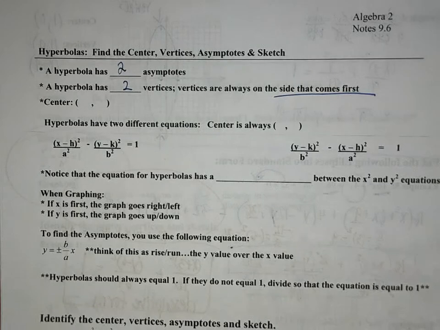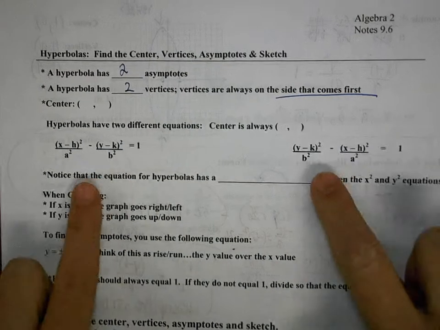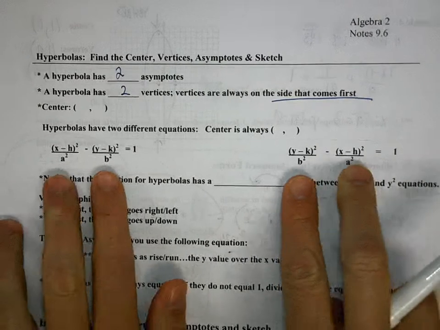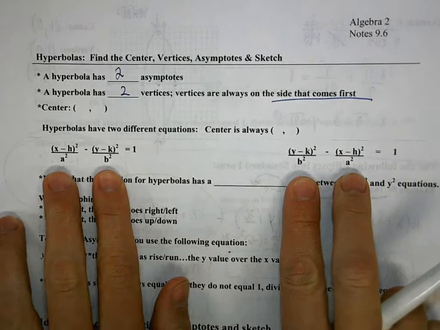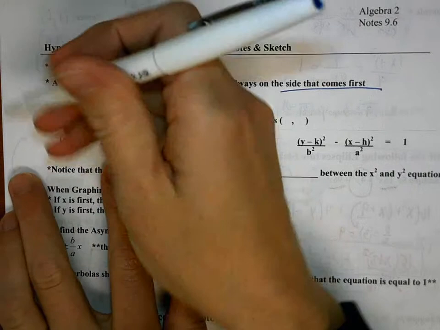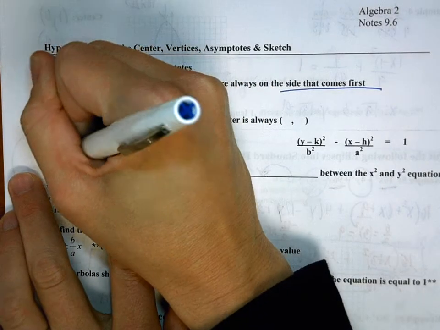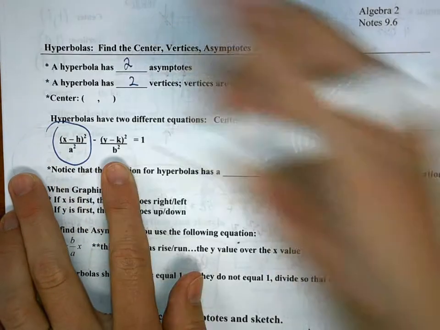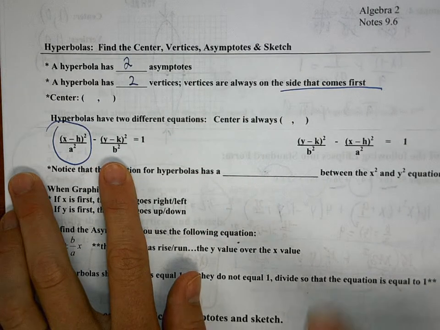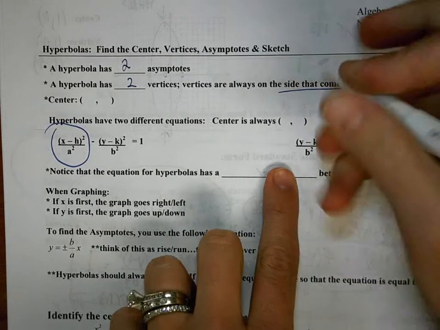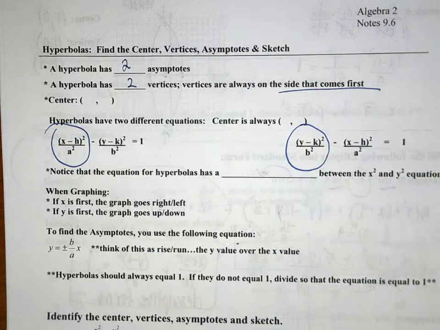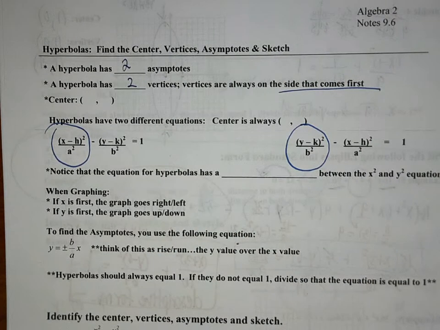What I mean by that is if you look down here, in hyperbolas, there's two different equations. Do you guys notice the difference between these two equations? A squared and B squared. Yeah, and I mainly focus here. See how this one starts with an x squared term? That means the vertices would be on the x-axis. This one starts with a y squared term. Therefore, your vertices would be on the y-axis.